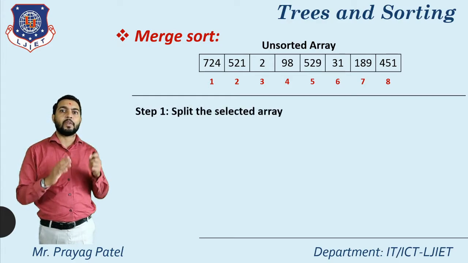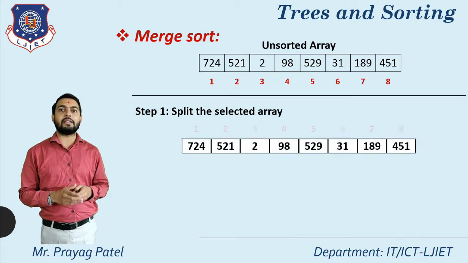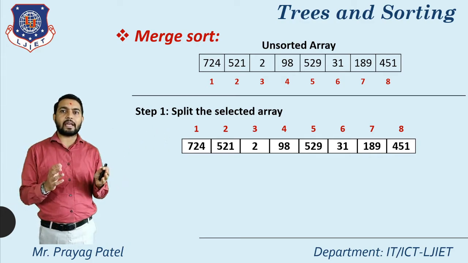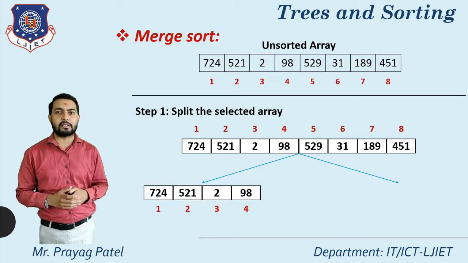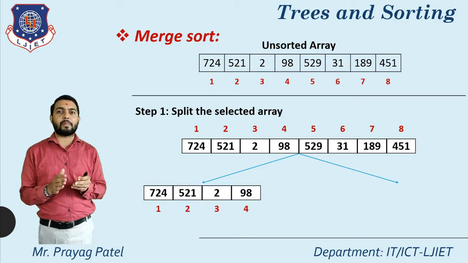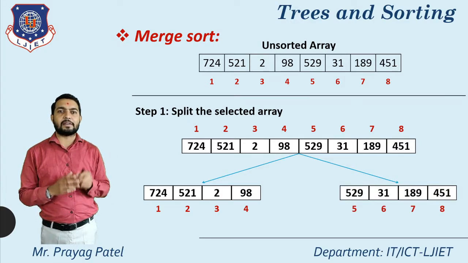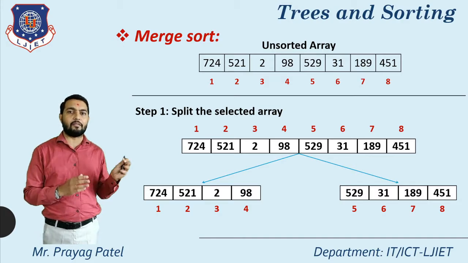Now first step, split the selected array. That means divide this array into two parts. In this array we have a total of 8 elements. So divide this array into two parts, and in both parts we have n by 2 elements. That means the first left sub part is elements 1, 2, 3, 4 and the next part is elements 5, 6, 7, 8. So in both lists a total of 4 elements are available.